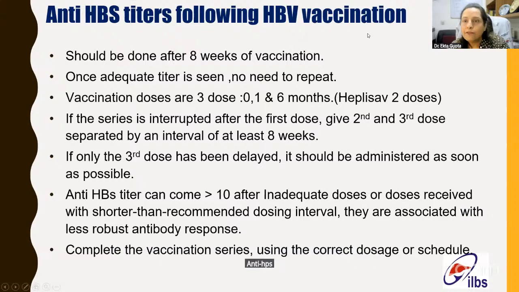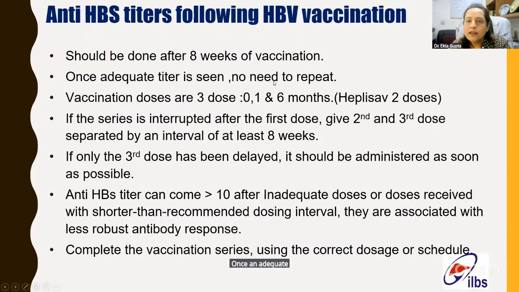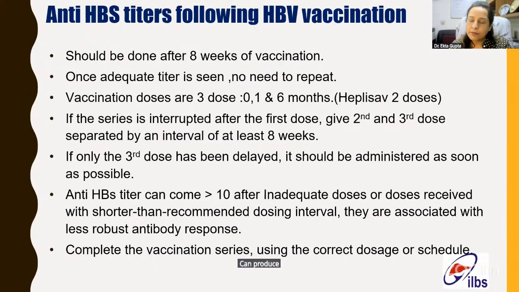Anti-HBs titer, if you are vaccinated, the typical recombinant vaccine which is available in our country, it is 3-dose, 0-1-6. However, newer vaccines are coming which have better adjuvants in them, and only 2 doses are required for them. Once an adequate titer is seen, you don't have to repeat it. If you're immune competent, you have a good immunity, you don't have to do it every year. Means your body can produce the neutralizing antibodies when they get exposed to the surface antigen.